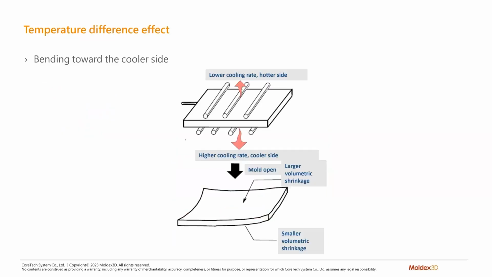Okay, here's an example of the temperature effect. Even if the part is uniform and flat, if we put in a cooling system where, for example, one side is hotter than the other side, at the end we will get a bending issue because the temperature distribution is not even, and the part usually will bend toward the hotter side.